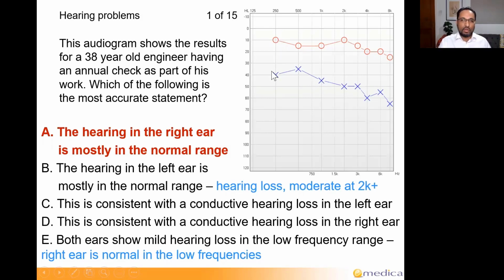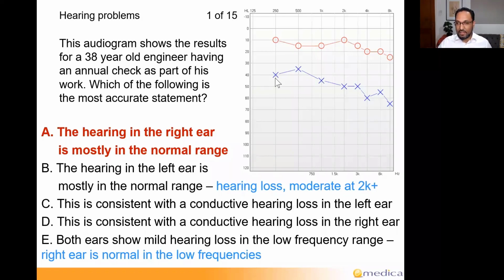So you'd expect to see the bone conduction and the air conduction in the left ear with a gap. But we're not shown that. We're only shown the air conduction in the left and the right ear. We're not showing bone conduction at all. That's common when it's a sensory neural loss. Okay, so that's why C is incorrect.